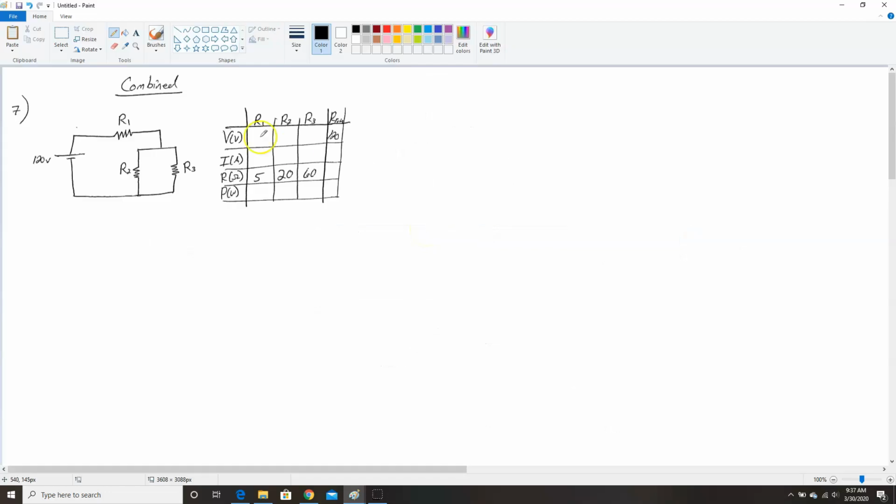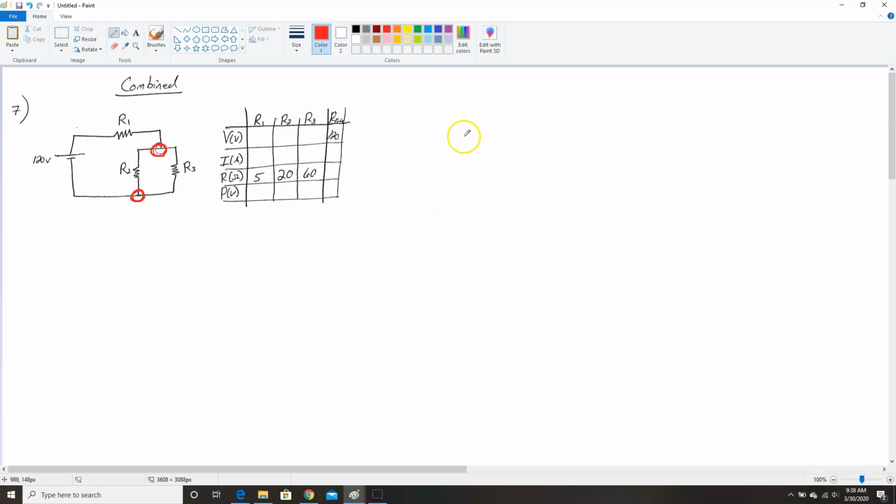Alright, so let's take a look at number 7. So number 7 is a combined circuit. R1 is in series with everything, and R's 2 and 3, that's a parallel branch. Once current reaches right here, the circuit is going to have to choose between going through R2 and R3, and then the current will rejoin right here.